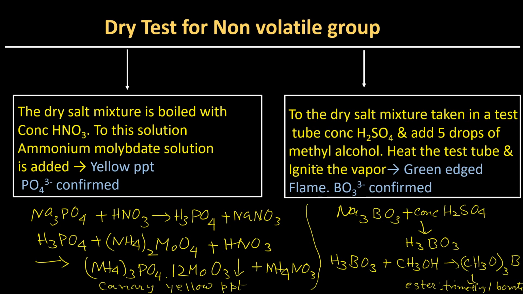Here you can use ethyl alcohol in place of methyl alcohol, but it is better to use methyl alcohol because methanol is more volatile. You will get the vapor easily, which you will ignite to give the green edged flame. So this is all about the dry tests of acid radicals of the volatile and non-volatile groups. There are two subdivisions. All the tests we have discussed. Hope you have understood. Thank you.